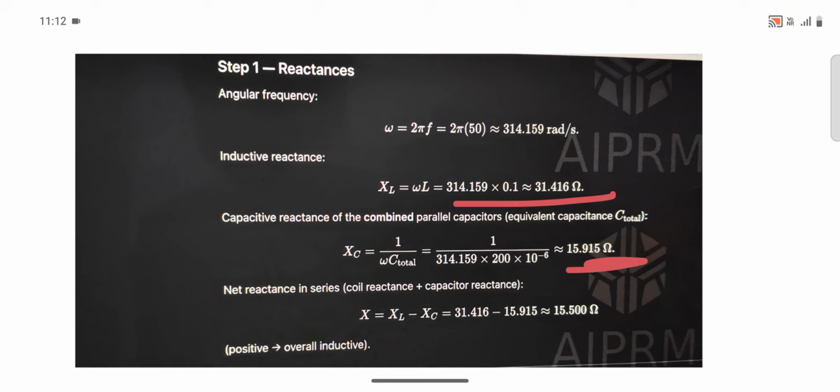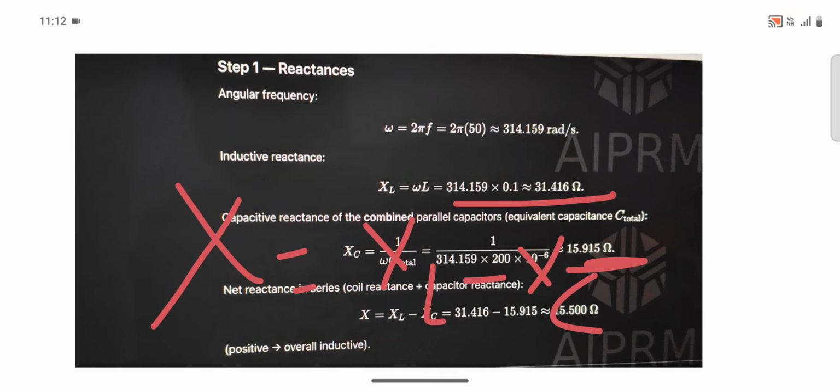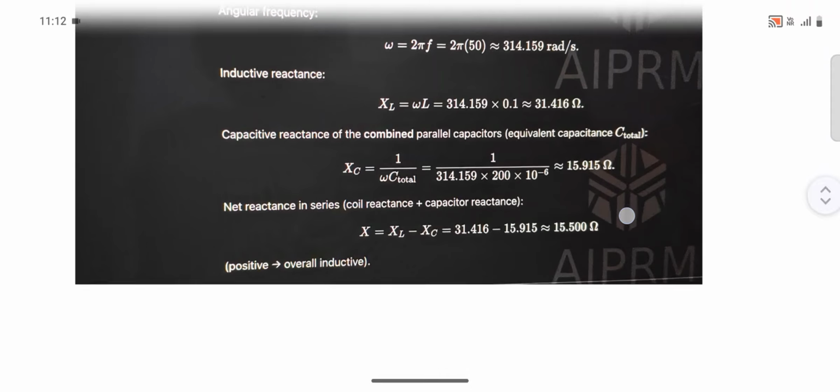Now net reactance in series, that means inductive reactance plus capacitive reactance. Which one is greater? We will subtract from that. Then the equivalent reactance is XL minus XC. Then we will get the net reactance.